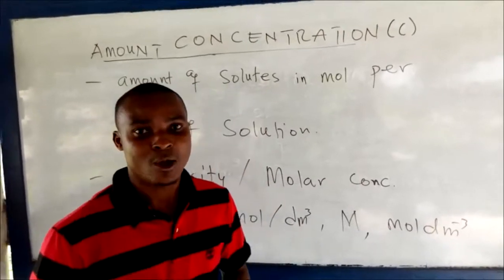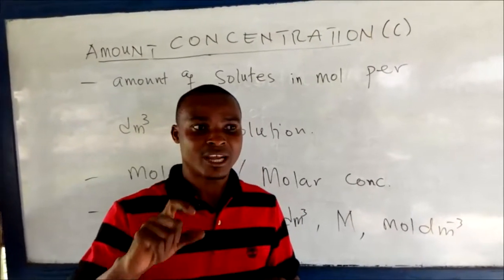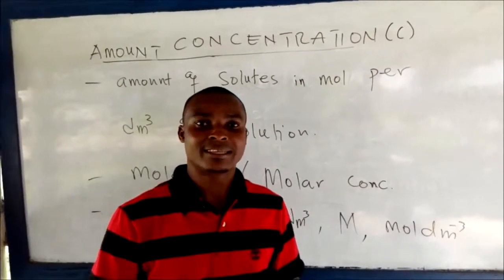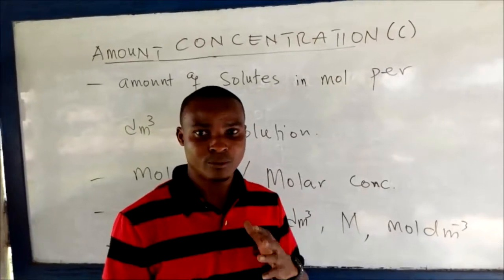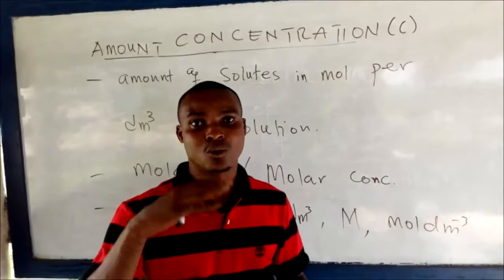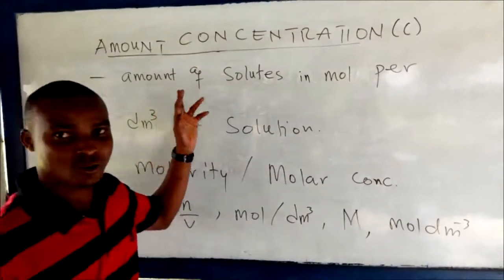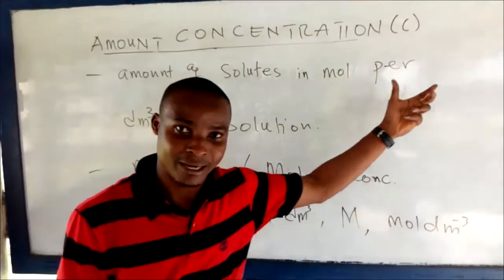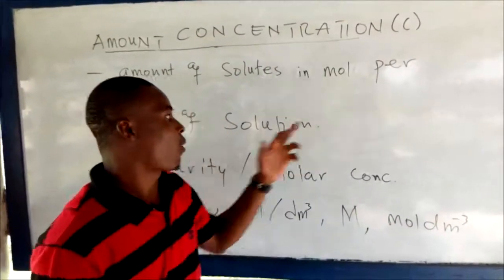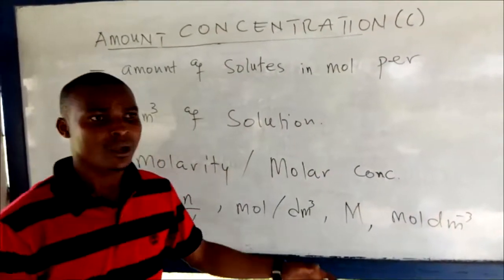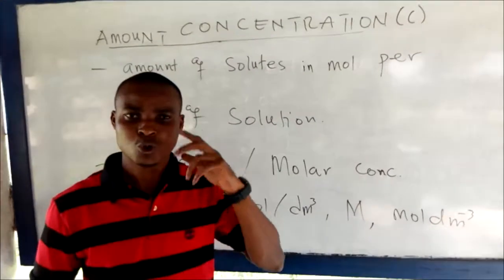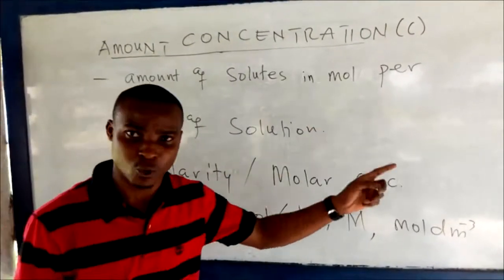And again, last week I also stressed that the volume we usually use in chemistry is dm cube. So when you have a volume in cm cube, I taught how to convert to dm cube. So molar concentration is amount of substance in mol per dm cube of solution. Molar concentration is also known as the molarity of a solution.